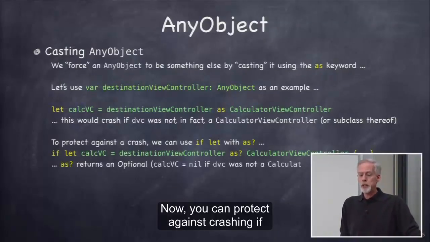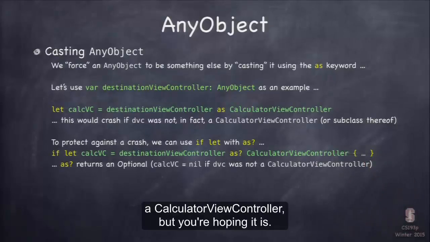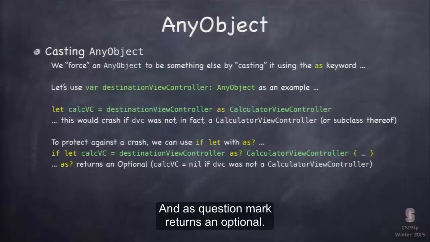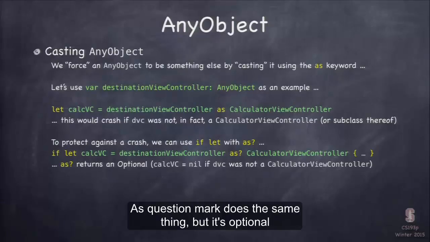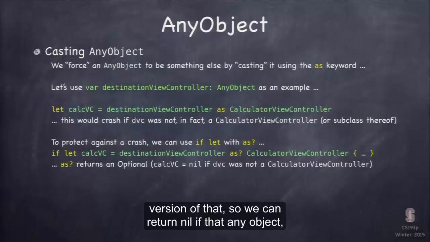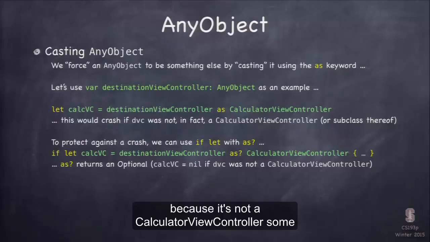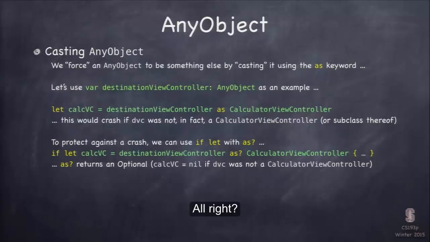Now, you can protect against crashing if you're not sure whether that destination view controller is a calculator view controller, but you're hoping it is, okay? You can use as question mark. And as question mark returns an optional. Same as, right? As returns that any object thing cast to be a different class. As question mark does the same thing, but it's an optional version of that. So it can return nil if that any object, destination view controller, cannot be turned into a calculator view controller because it's not a calculator view controller, it's some other kind of view controller or something else, all right?